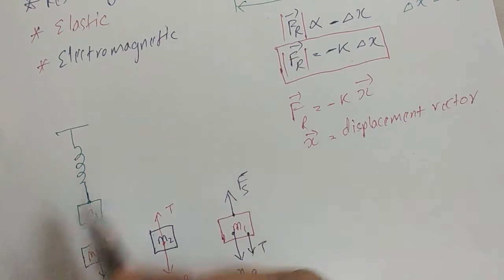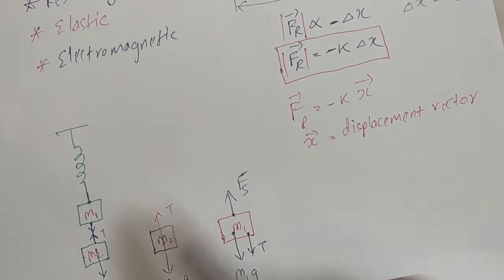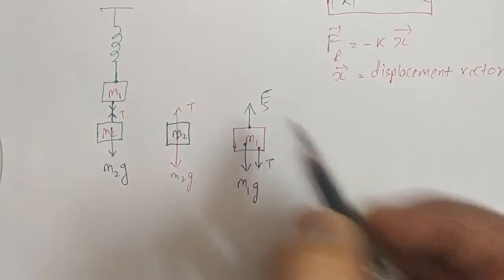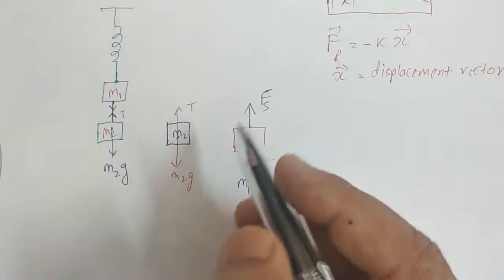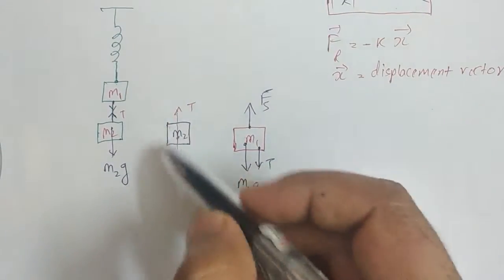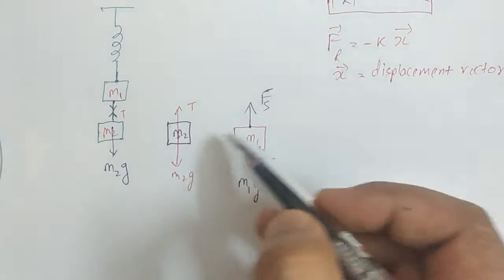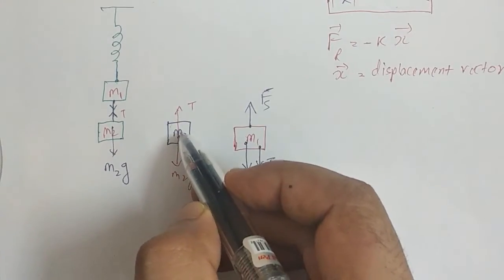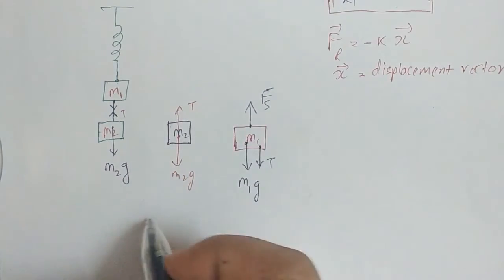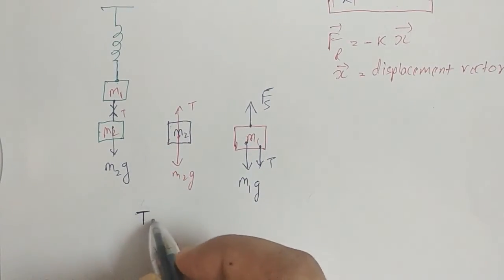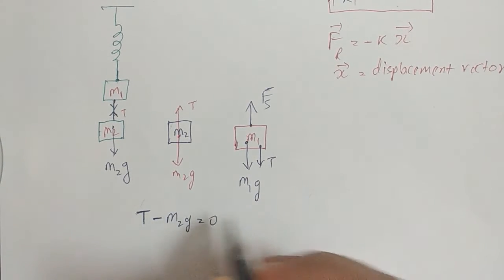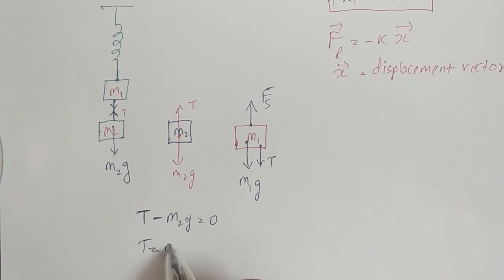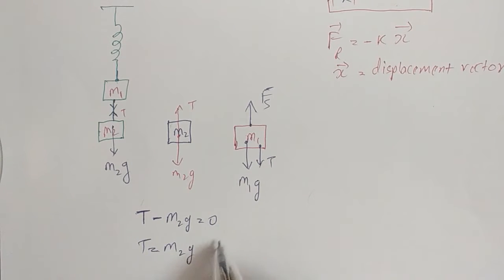So this is the free body diagram of this mass 1, and the free body diagram of this is this. Now here you can consider the condition of static equilibrium such that the net force acting on this body is equal to 0. That is, tension is acting in the opposite direction, that is why it's positive T, minus this weight acting in this direction is equal to 0. So tension is equal to m2g.